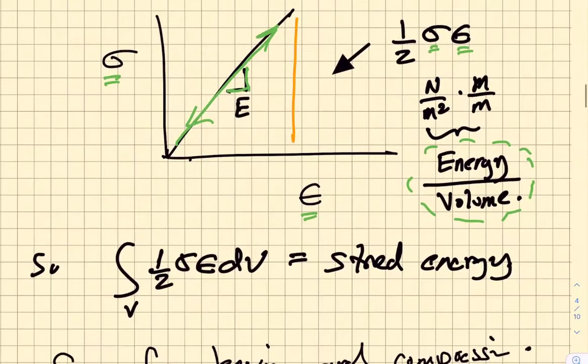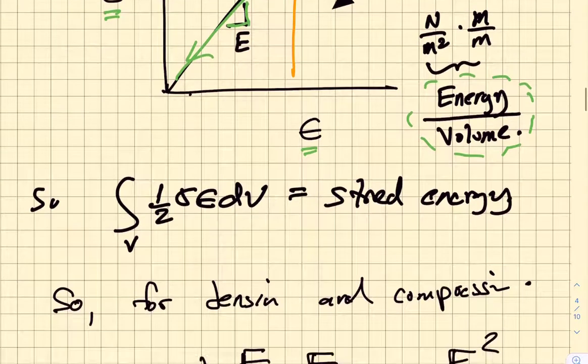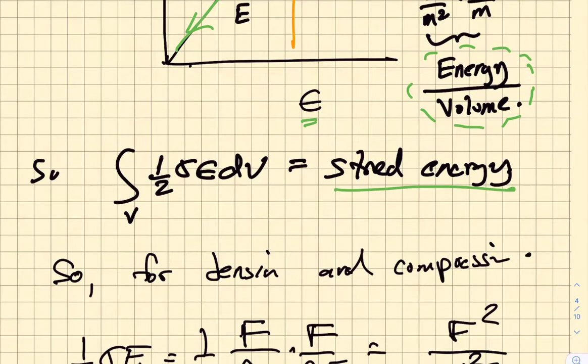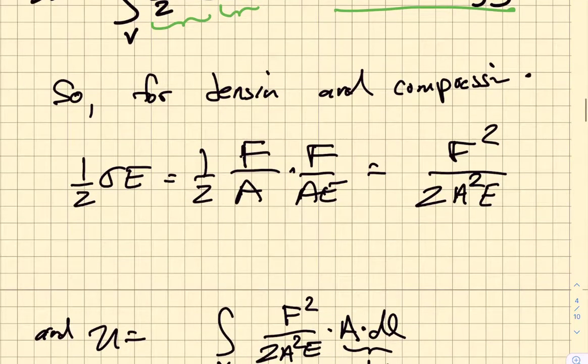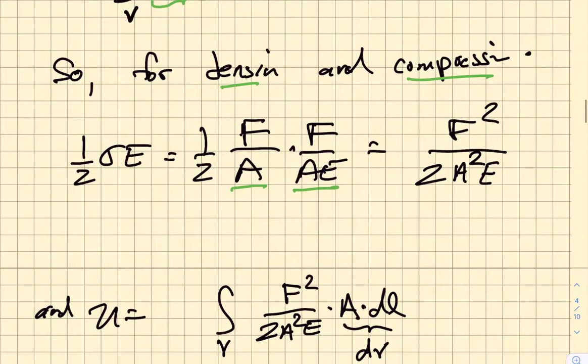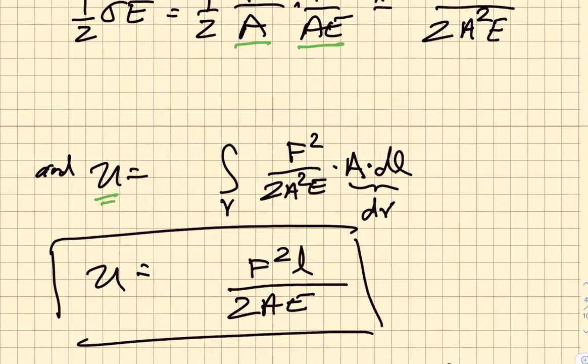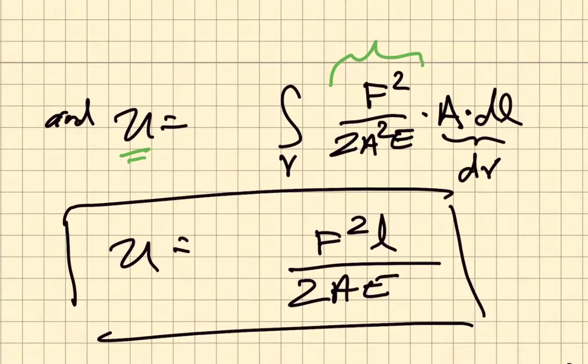So we have to take that stress-strain relationship in the loaded component and integrate it across the entire volume so that we can get the total stored energy. The total stored energy is just the integral of 1/2 stress times strain across the entire volume. For tension and compression, the stress is just F over A, the strain is just F over AE, so the energy density is F squared over twice A squared E, and the total stored energy is going to be the integral of that energy density along the entire volume of the bar.